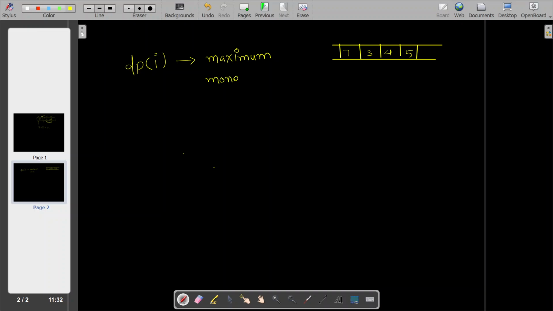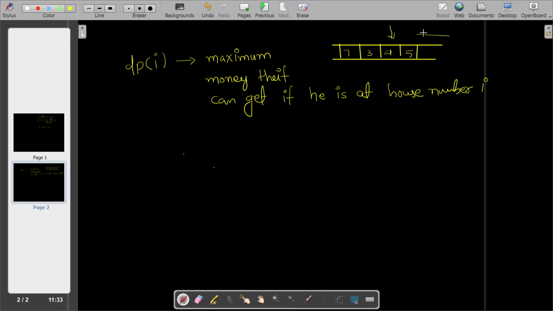money the thief can get if he is at house number I. Okay, house number I. So suppose we are here and the thief is starting from here. We are writing DP this way. So suppose we are here, DP of I.